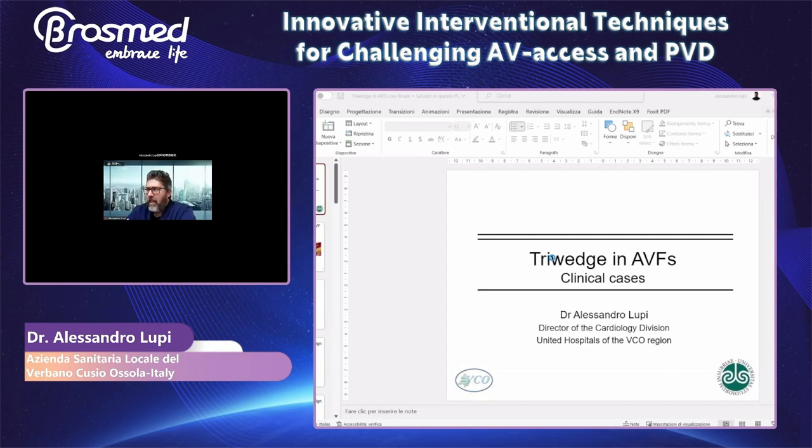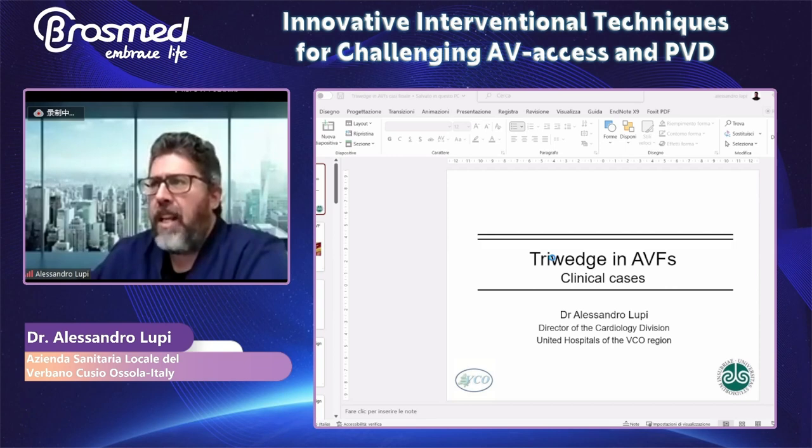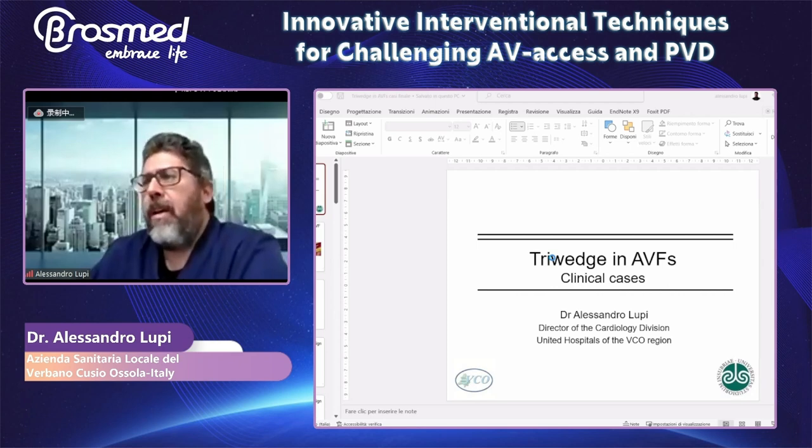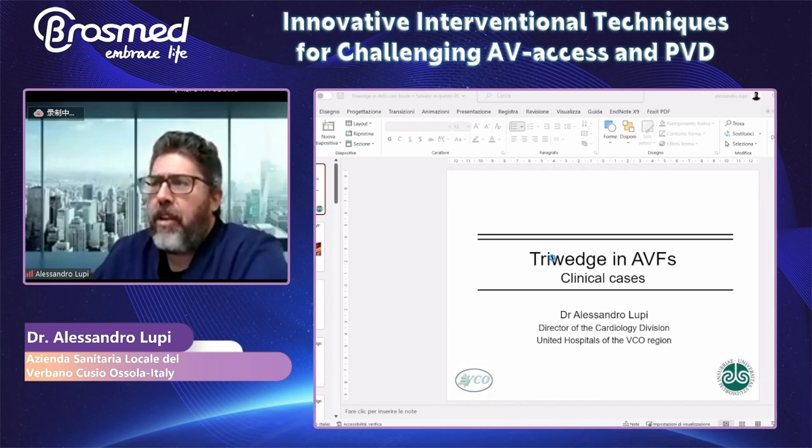Why is it important to have a device like Tri-wedge for treatment of arteriovenous fistulas? Because the arteriovenous fistulas disease is very different from the native atherosclerosis. There is a greater amount of dense fibrosis. There is a lot of calcium. These lesions, when they are treated, frequently go to complications because they need high dilatation pressures, with the high risk of dissection and perforations.